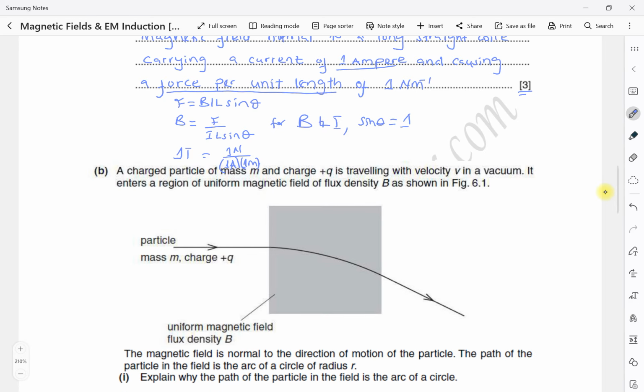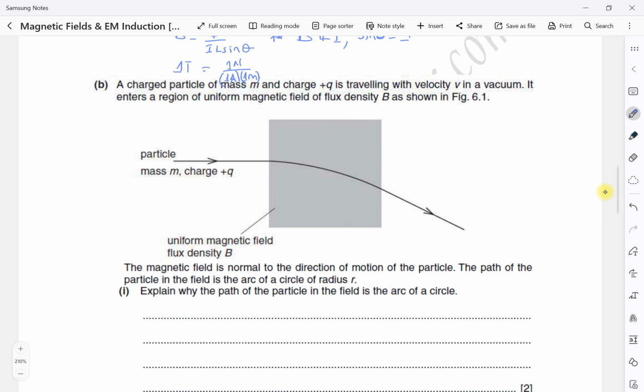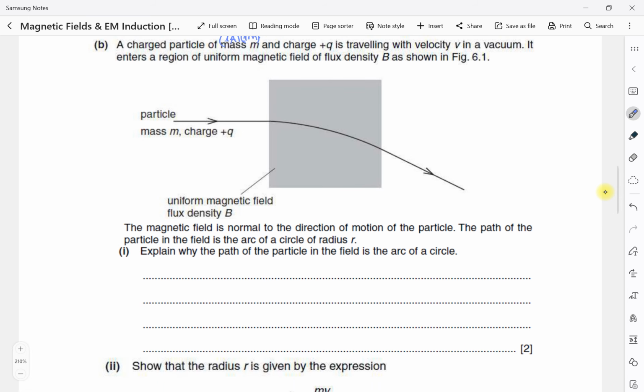A charged particle of mass m and positive charge q is traveling with a velocity v in a vacuum. It enters a region of uniform magnetic field of flux density B as shown in the figure here. The magnetic field is normal to the direction of motion of the particle. The path of the particle in the field is the arc of a circle of radius r. Explain why the path of the particle in the field is the arc of a circle.